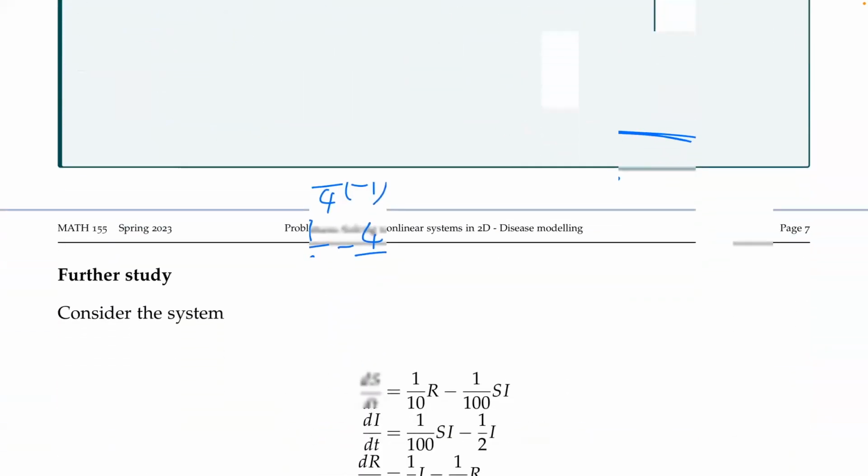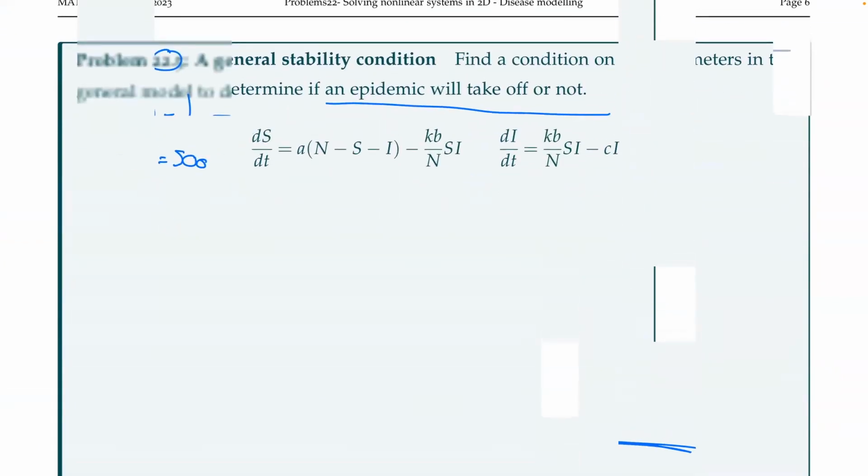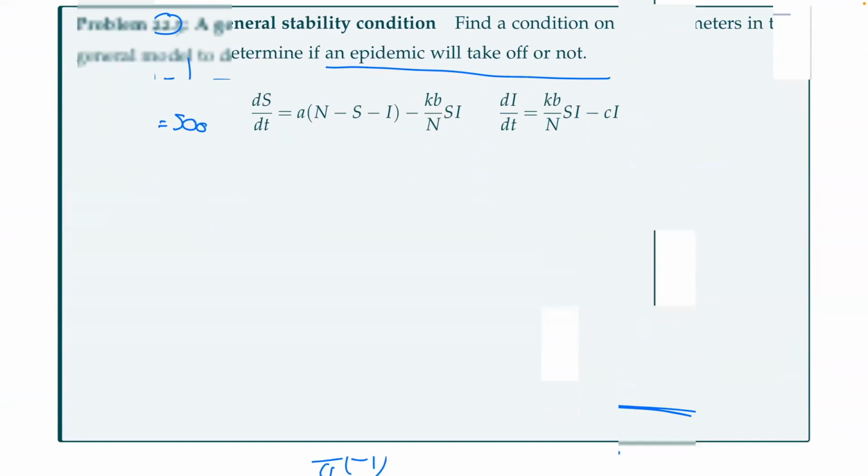I don't know what is going on with the screen there. That's kind of weird. Okay, it looks fine on my iPad, but apparently it doesn't look fine on that.